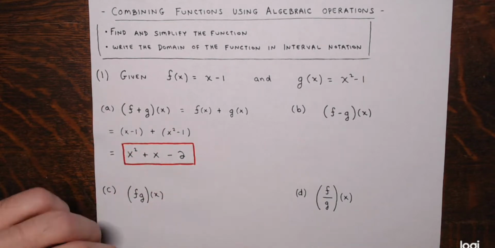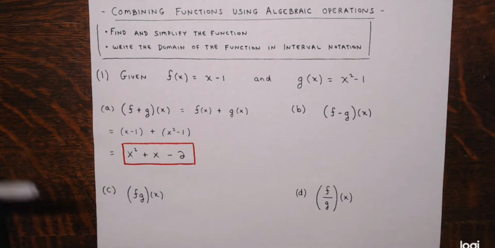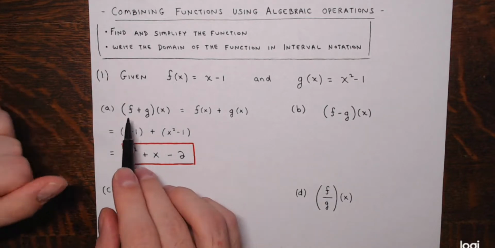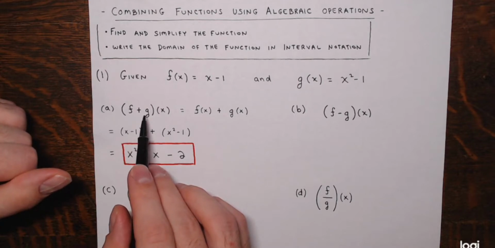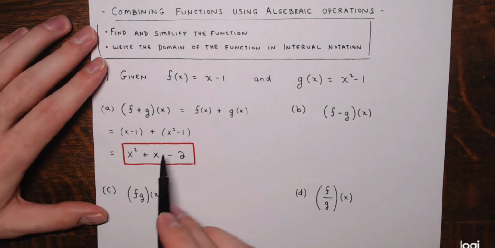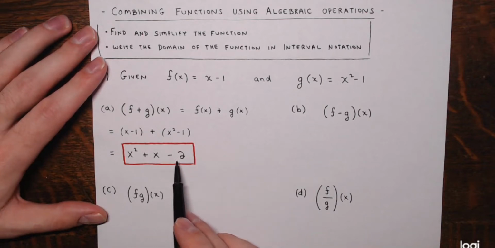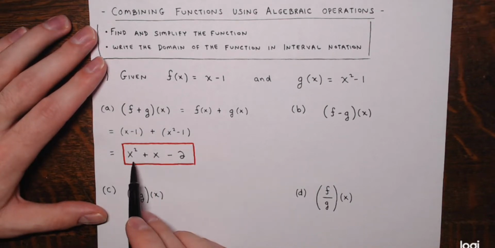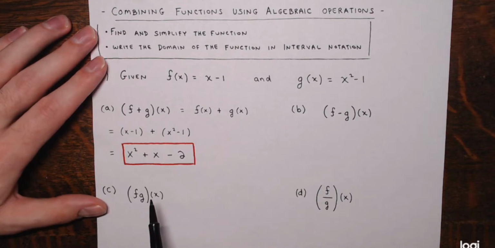Find and simplify the function. So this is a new function called f plus g, or the sum of f and g. You take the output of f plus the output of g, and it makes this wholly new function here: y equals x squared plus x minus 2. Very, very easy, in my opinion.